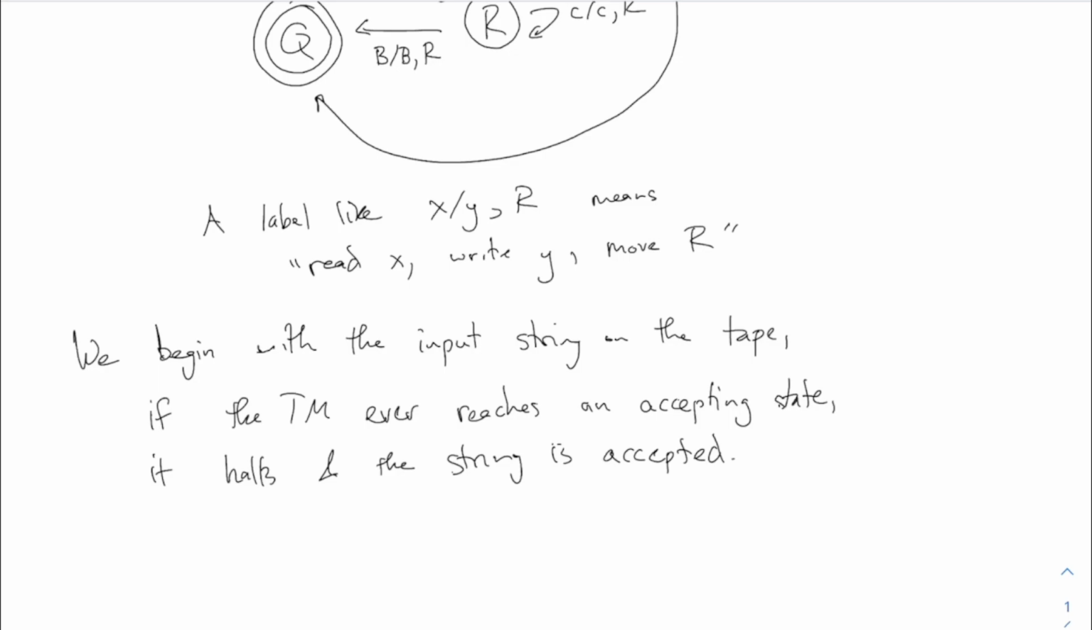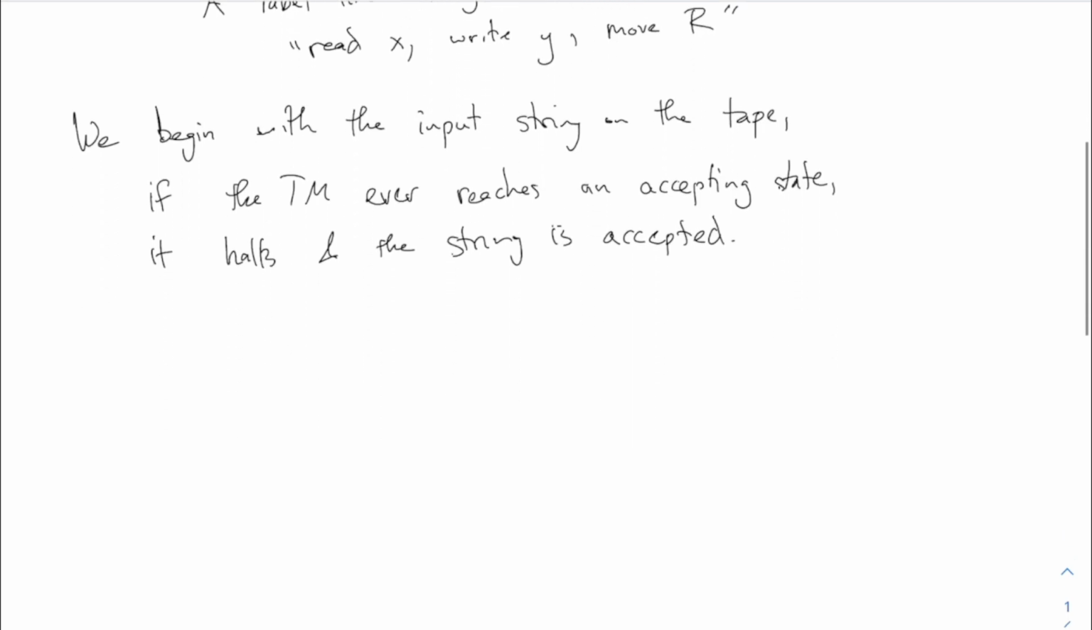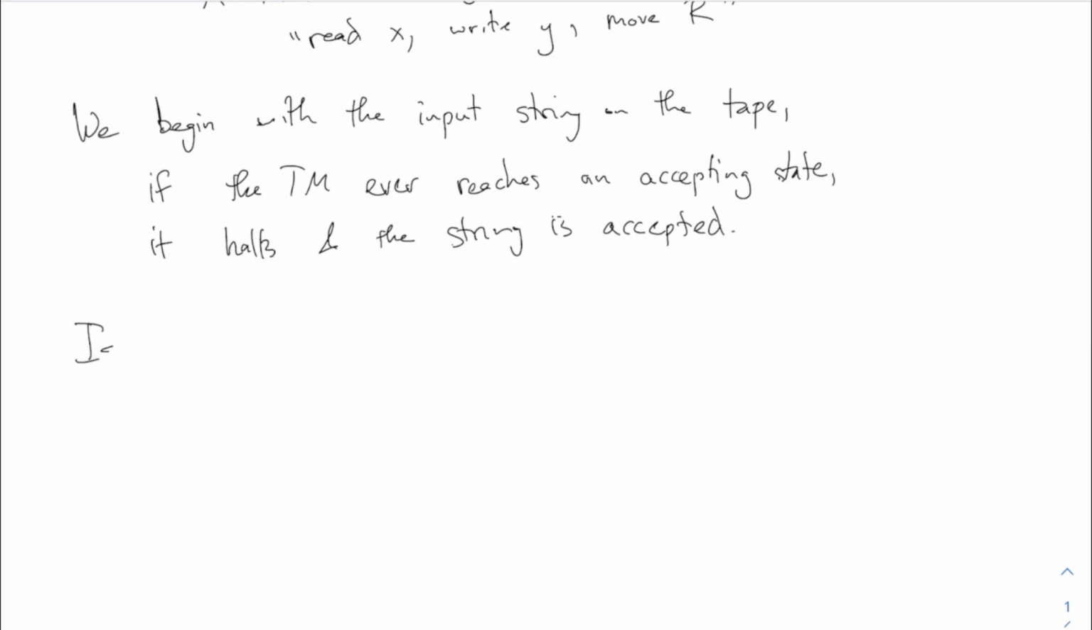All right, can we just do an example? I give you a string and you tell me if it is accepted or rejected. How about, is AABC accepted?